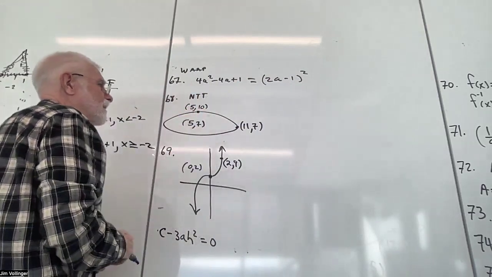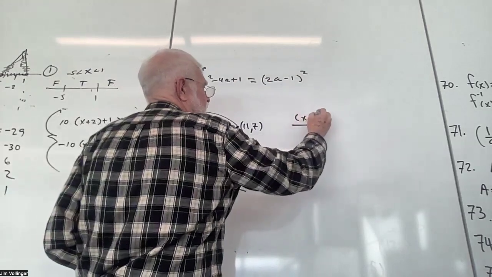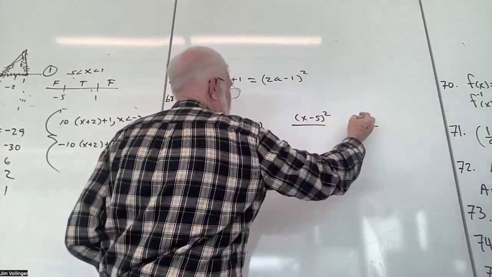Name that tune. You haven't done a lot of work with ellipses, but I hope that we've done enough that you might say x minus 5 squared and you might say y minus 7.